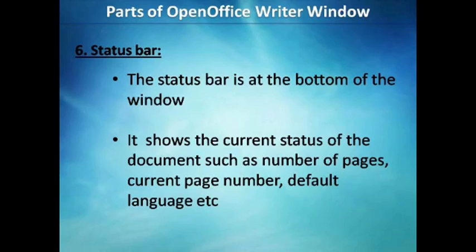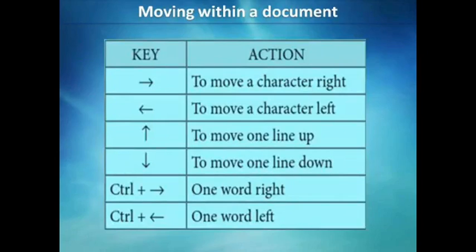That's all about parts of OpenOffice Writer window. Next topic is moving within a document. Within a document we may create any number of pages or any number of paragraphs. If you want to edit the text or enter the text, then we will use the insertion point. This table displays various keyboard shortcuts to move the insertion point around the document.